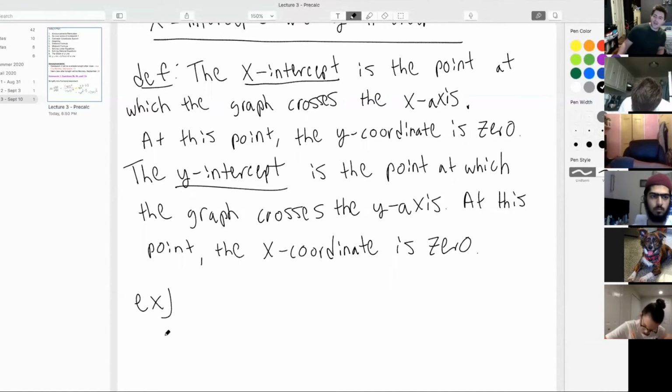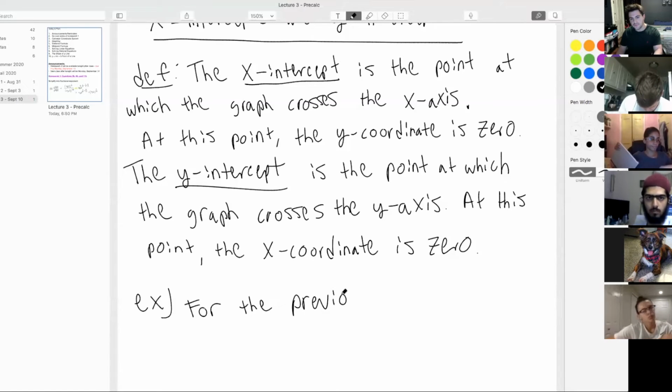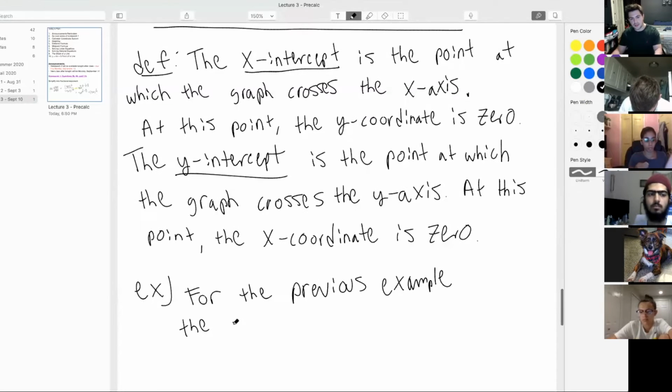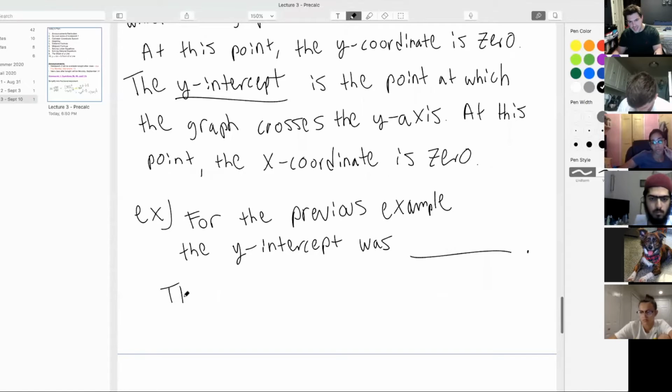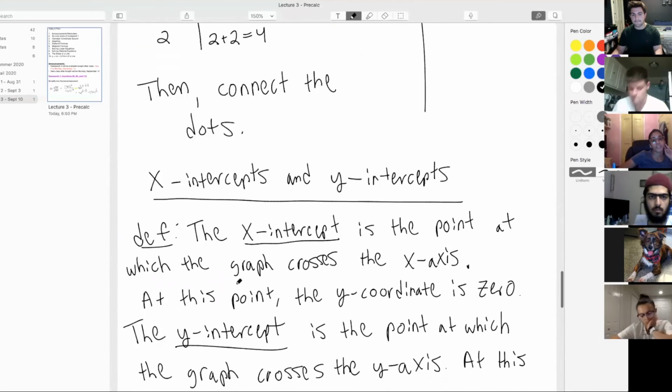How about we identify the x and y intercepts for the previous example? That'll be a good application. For the previous example, the y-intercept was blank, and the x-intercept was blank. So how about you guys take a few seconds or a minute and find out what the x and y intercepts were for the previous example. Okay.